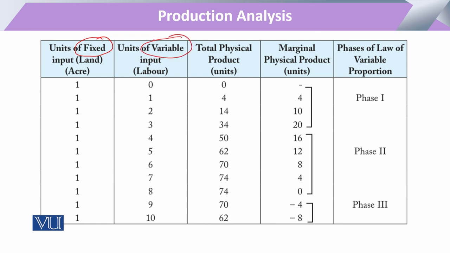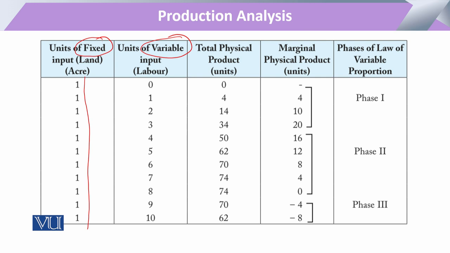So when it is called fixed, we can see that throughout the process, we have not changed this. It does not mean that we have to utilize only one. We can put any figure here like 5 or 6 or 10, but that figure that will be utilized in the first instance will remain constant throughout this production process.